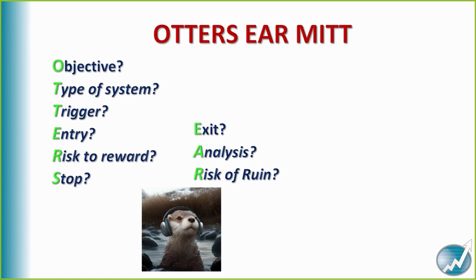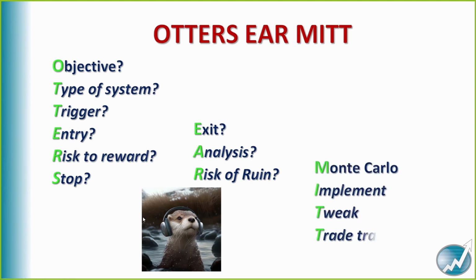Now, obviously, I've had to shoehorn a lot of these things into this anagram, OTTERS-EAR-MITT, to analyze it. But you should also do risk of ruin a lot sooner. Really, when you're talking about risk to reward, you should actually be playing with the risk of ruin calculator, which will go on in a sec. And then we go into the Monte Carlo stuff, implement, and then tweaks, and then trading.